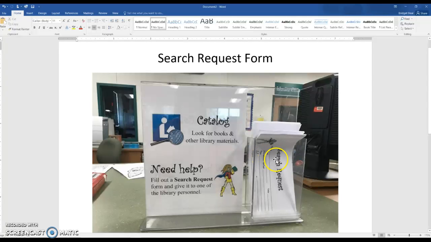The homeroom teacher is your first period teacher. Then you fill out as much as possible on the search request. And then you leave that with the librarian. And the librarian is going to search for your book. But it would have to be at a different time because most likely you're going to be here looking for a book while an entire class is here, and we can only help so many people at one time.